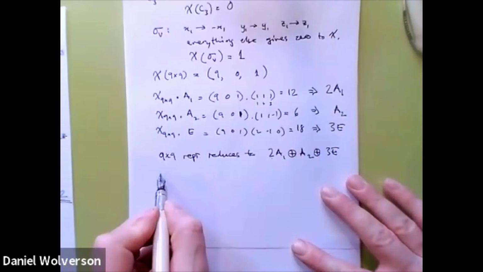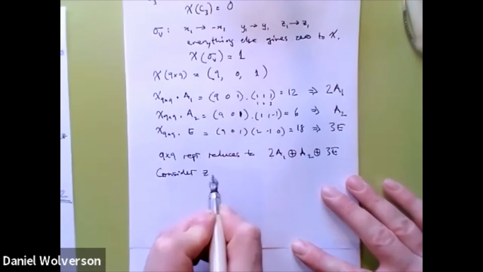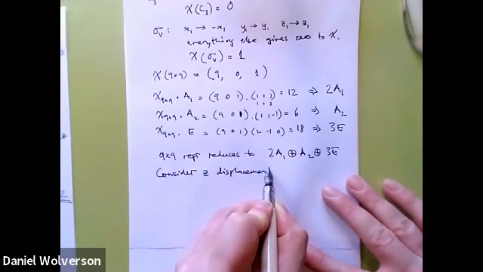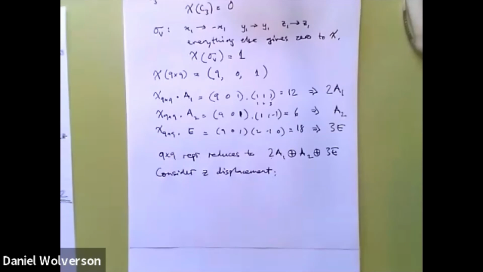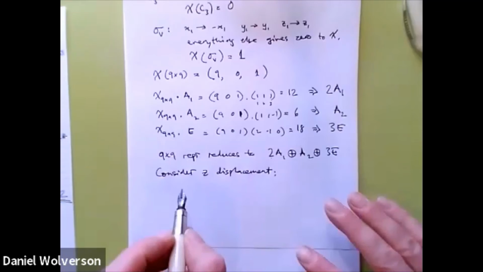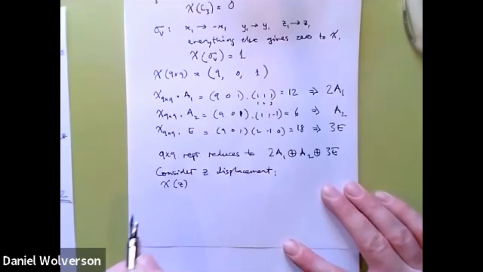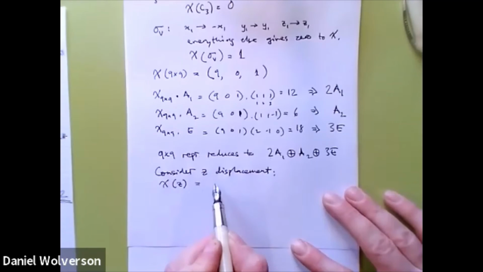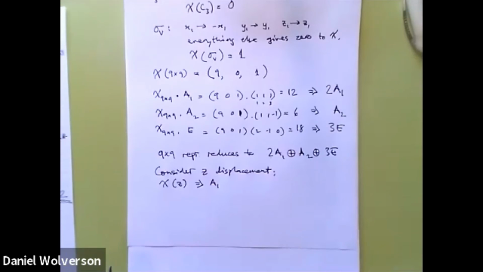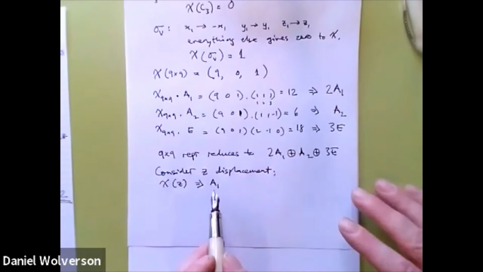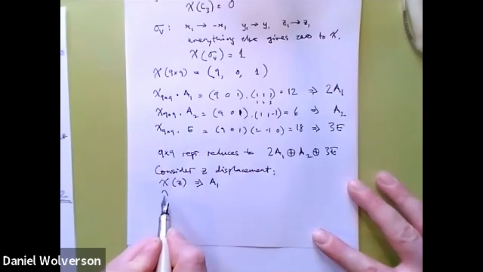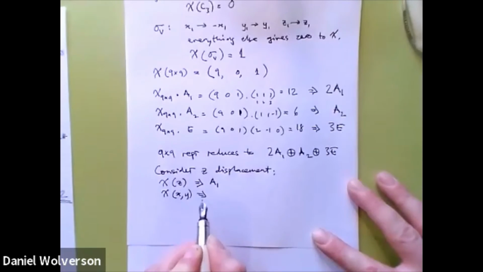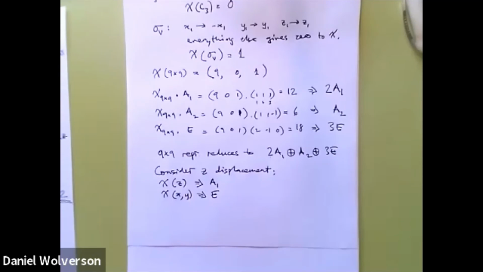Now, if we just consider a displacement along Z, so we consider the 3 displacements along Z, the character of a Z displacement is just A1. So we could write down a basis in which we just have Z coordinates, and that will give us an A1, and the character of X, Y displacements is going to work out as E.